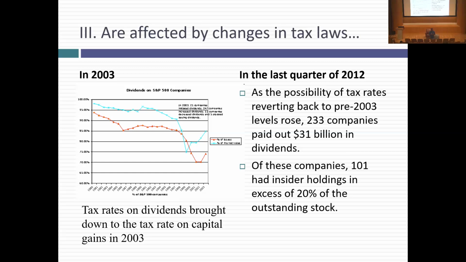In 2003, as part of the Tax Reform Act that was passed that year, for the first time in US corporate history, the tax rate on dividends and capital gains was set at 15%. So both would be taxed at 15%. So you can see that the tax rates now on dividends and capital gains are brought down.